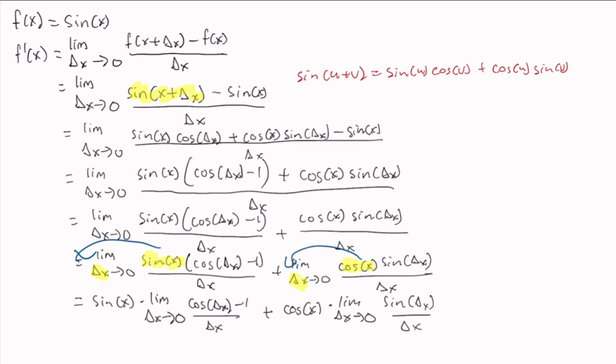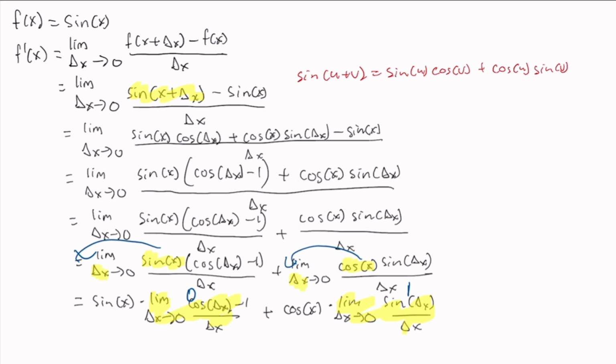Now what you'll notice here is that we have two of our special trig limits. I'll link the deriving special trig limits part 1 and part 2 in the description as well. So if you don't know how I got this to be 0 and this to be 1, watch those videos in the description below.